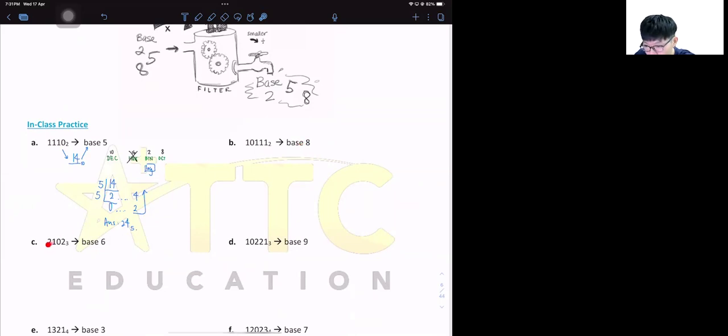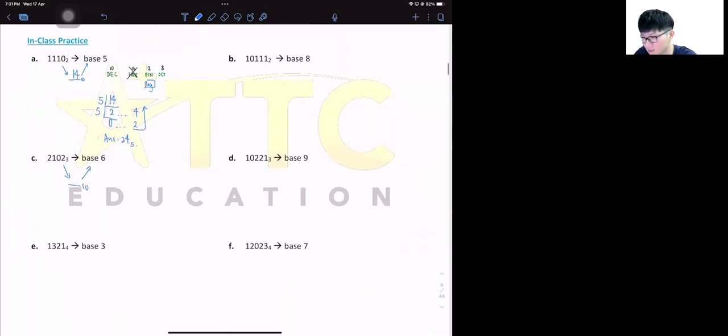But sorry, like question C, base 3 to base 6. If 3 to 10, no shortcut. You've got to do it on your own. 10 back to 6, also no shortcut. Okay, so sometimes you're lucky, sometimes you're unlucky. You pray more. So the answer here, we try again.